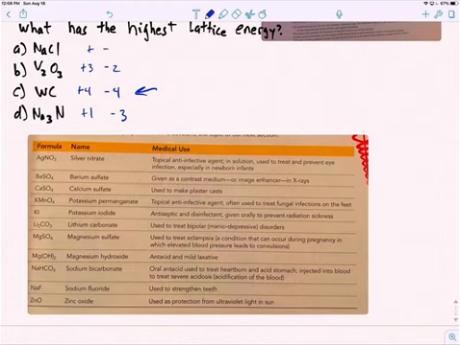Sodium fluoride used to strengthen teeth. It's in toothpaste as well. Tin fluoride is also in some toothpastes. Zinc oxide, this and titanium dioxide can be used as a sunblock. So you can use this as a mineral sunblock to completely block light from the sun.